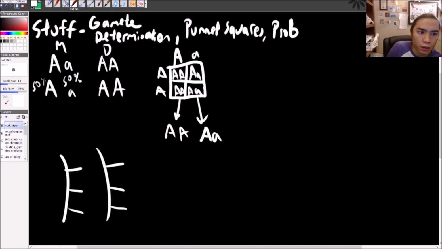Okay, so now we're going to talk about looking at more than just one trait, more than one gene. So let's see, we're looking at this.